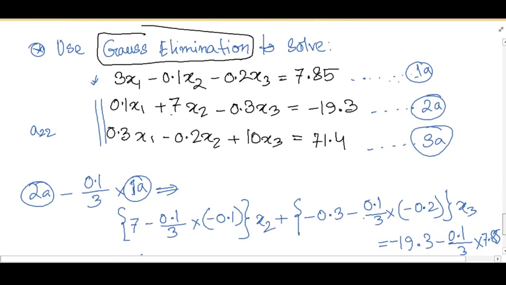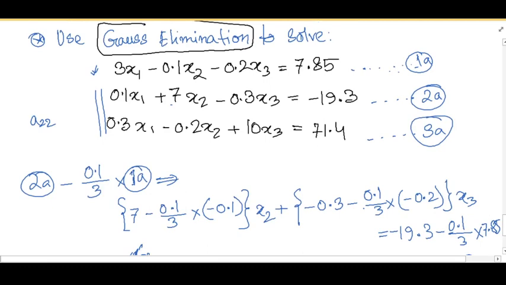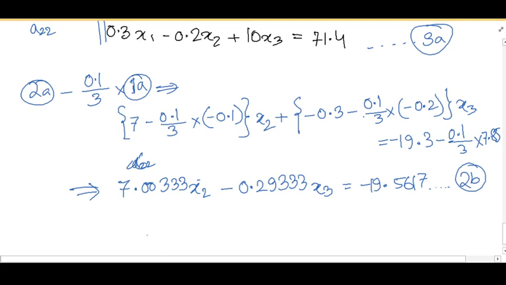And the same thing we'll have to apply to equation 3. To vanish the coefficient of x1 in equation 3a, we have to multiply equation 1a by 0.3 by 3 and subtract it from equation 3a. So let's write this down: 3a minus 0.3 by 3 multiplied by 1a.